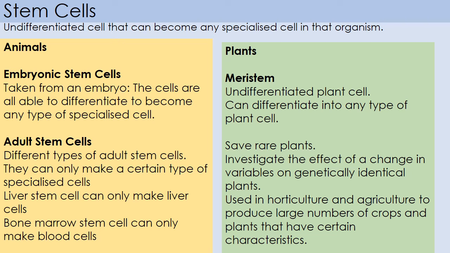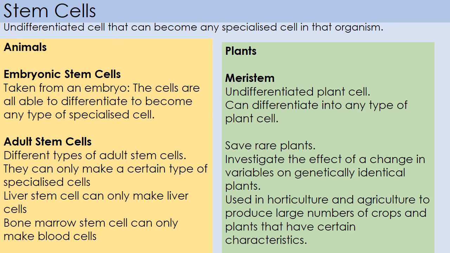We've now got the plants, which have got the meristem. So this is where we get our stem cells from plants. It's in that meristem. They are undifferentiated plant cells, and it can become any type of the plant. So it can become a root cell, a leaf cell, part of the xylem, part of the phloem. It can become any part, as opposed to adult stem cells, which are limited.